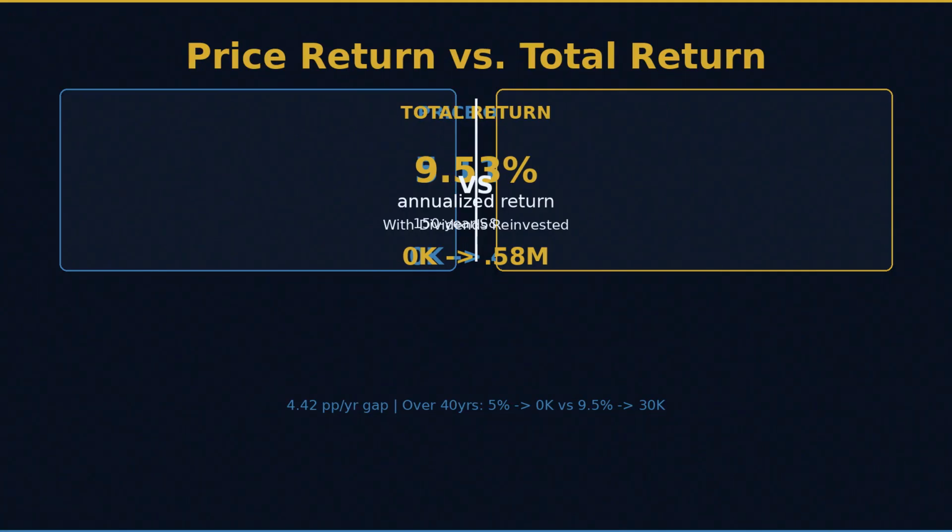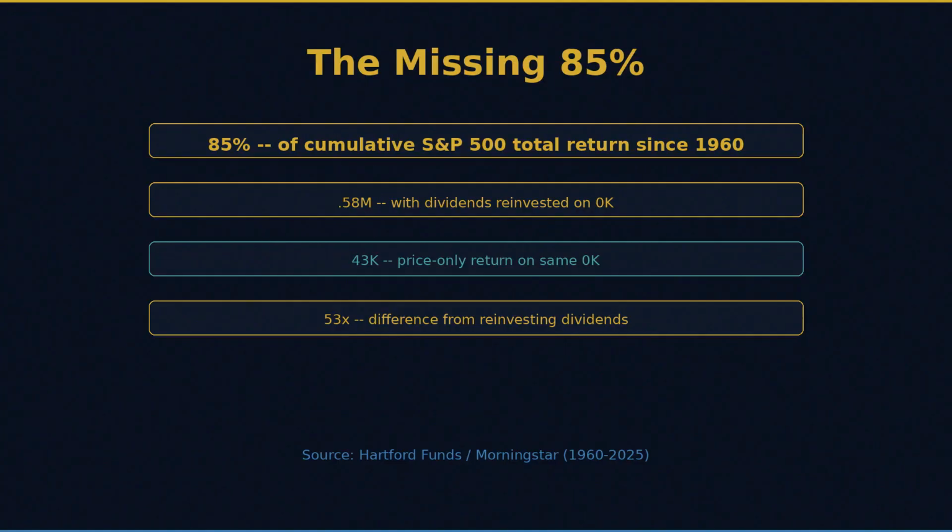This brings us to the single most important concept in measuring performance, the difference between price return and total return. Price return is what the stock goes up or down, the headline number you see on news tickers. Total return includes dividends, and it's the only number that reflects what you actually earned. The S&P 500 has delivered a 9.53% annualized return over the last 150 years, with dividends reinvested. Without dividends, that number drops to 5.11%. That difference, 4.42 percentage points per year, may not sound enormous.